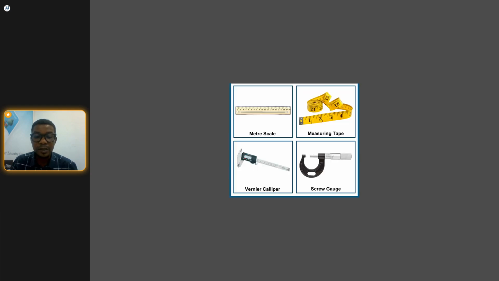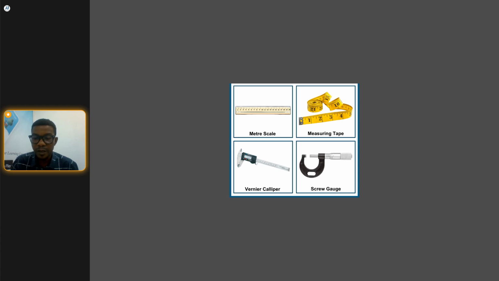So this we have here, they are instruments used for measuring length. We have the meter scale, also known as meter rule, the measuring tape, the vernier caliper, and the screw gauge. All these instruments are also used for measuring length.